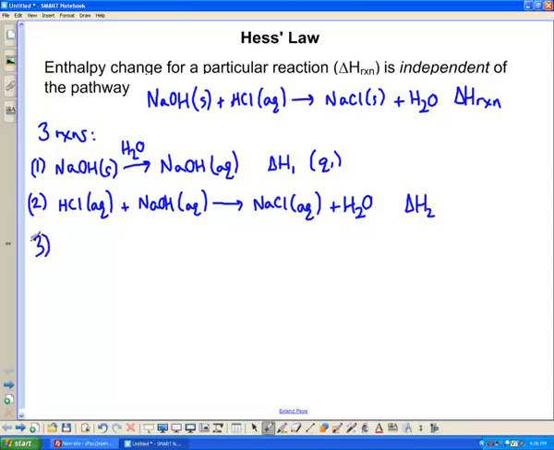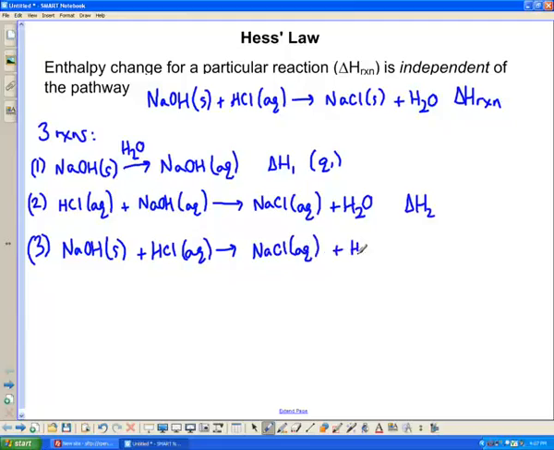And then the third reaction is this one here that we're trying to figure out. So in this case we've got solid NaOH plus HCl goes to exactly the same products as we've already seen before, plus H2O here. And in fact that should be liquid and that should be liquid.